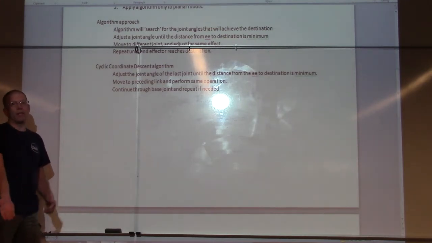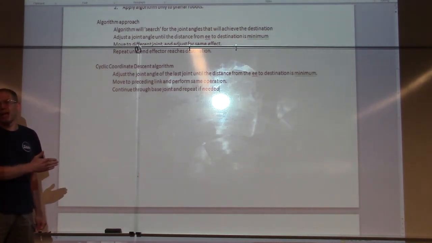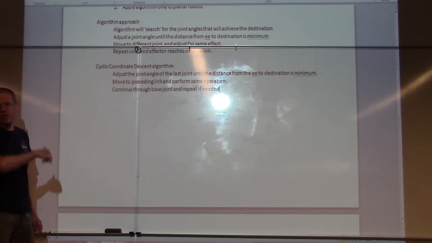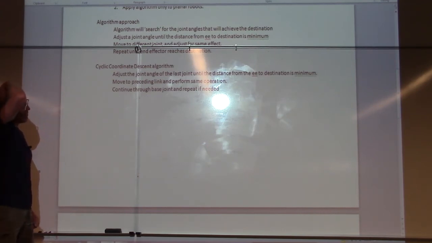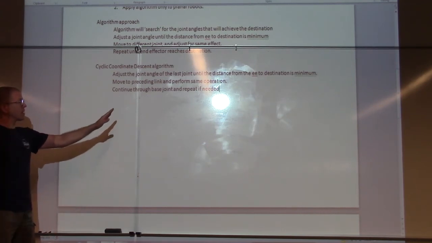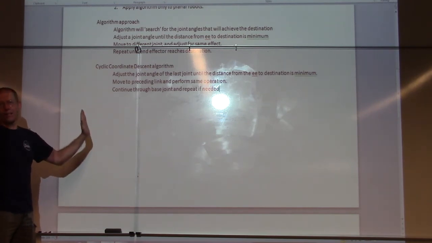and repeat if needed. So just because we're hoping that this is more efficient doesn't mean that we're going to get all the way down to the base joint and have arrived at our destination. We may have to go through this process twice or 3 times even in order to get there. But generally, after you've gone through the first time, you're essentially at that destination.